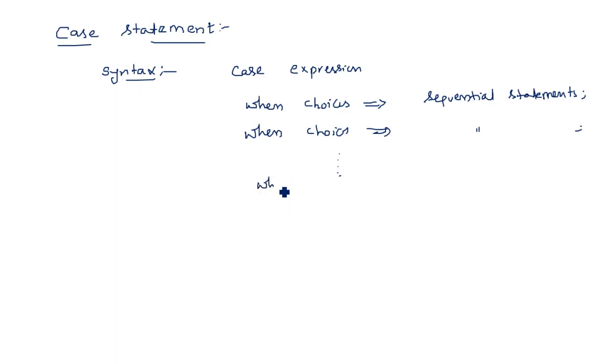And the last one should be when others, the last statement in the case expression. Without others, if you write when choices and finish the program, it shows an error that case is not completed. Case is said to be completed if you write when others. So when others, sequential statements. After that, end case. End case says that the case is completed.